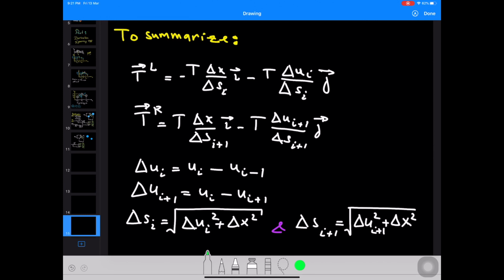But we have to be careful here. Notice that for delta ui, what we have is the difference between ui and ui minus 1, but it is written as ui minus 1. However, delta ui plus 1 is ui minus ui plus 1. So please pay attention to this, okay? So later we don't get tripped up with the signs, okay?